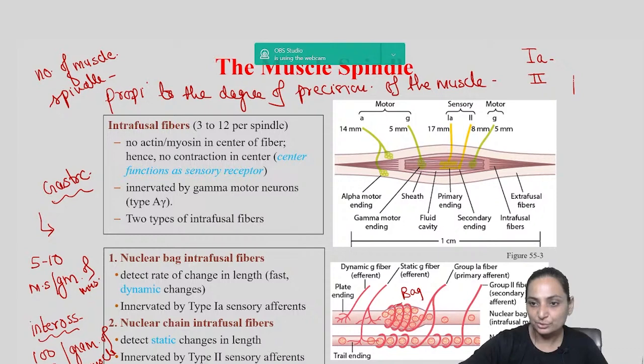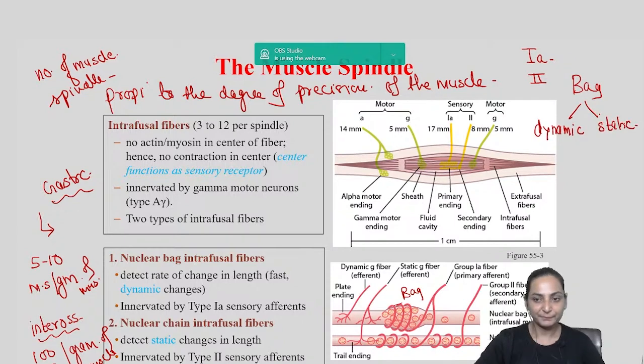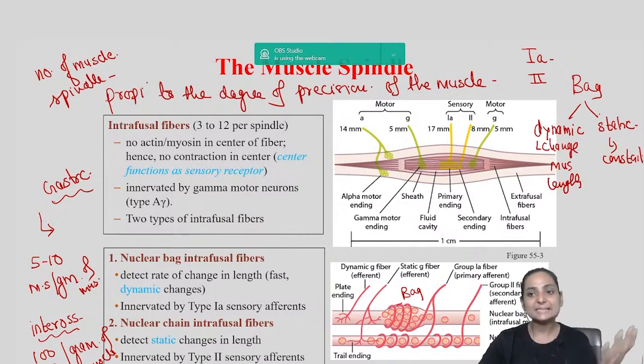Okay, the nuclear bag fibers have two portions: a dynamic portion and a static portion, right? Dynamic means it is going to respond to change in the muscle length. Whereas static means it is going to bring information about the constant length, even the resting length, which is also important for proprioception and regulation of the muscle tone.